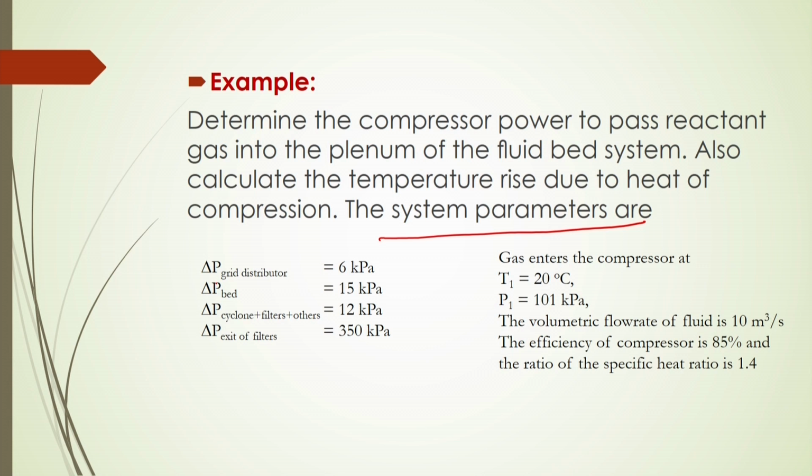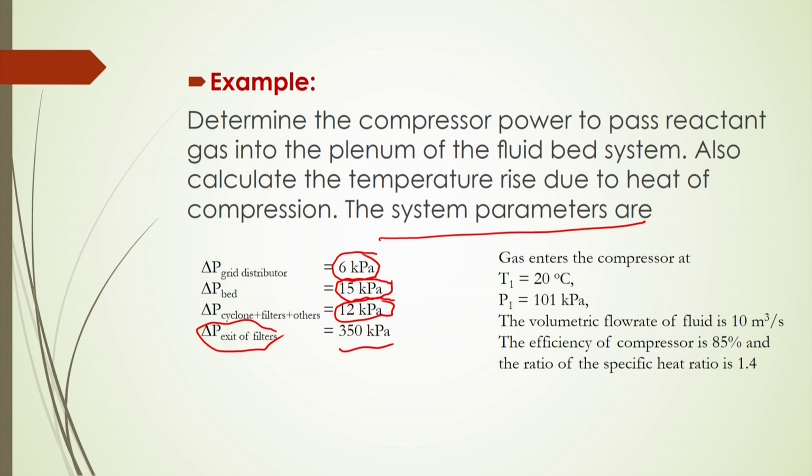Suppose the grid distributor pressure drop is 6 kPa, that means a distributor like a grid type distributor is used to distribute the gas into the fluidized bed. And the bed pressure is 15 kPa, whereas the cyclone filters and others' pressure drop is given as 12 kPa, and the exit of filters is given as 350 kPa.